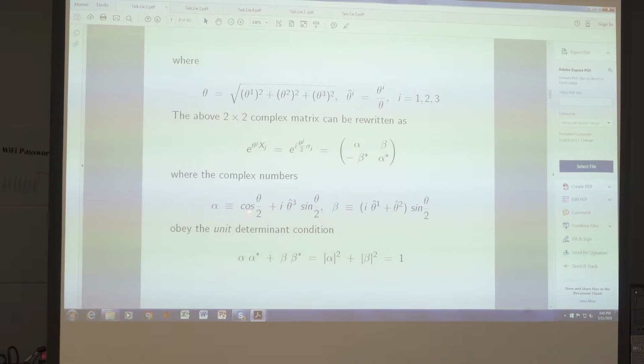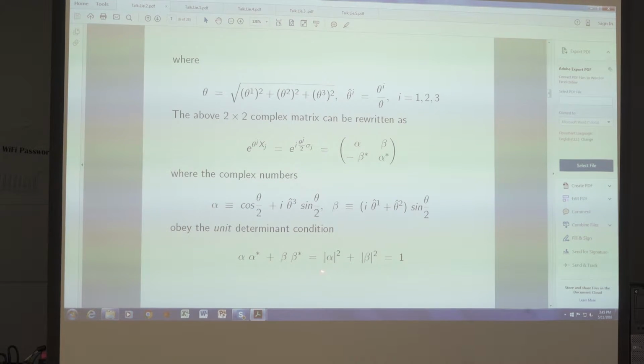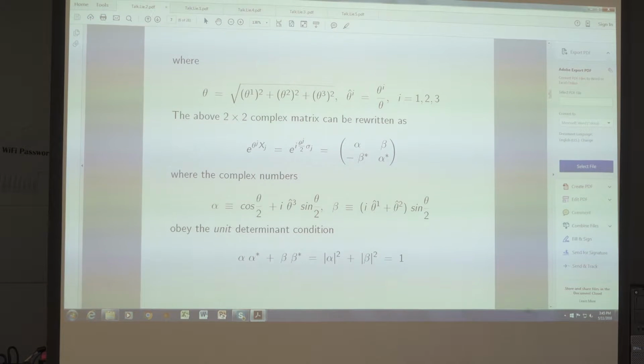Then these are complex numbers, and then the unit determinant condition: when I take the determinant of this matrix, I take this times this. This is what I get. You can verify that, in fact, this is true after you plug in these values of beta and alpha. Okay?